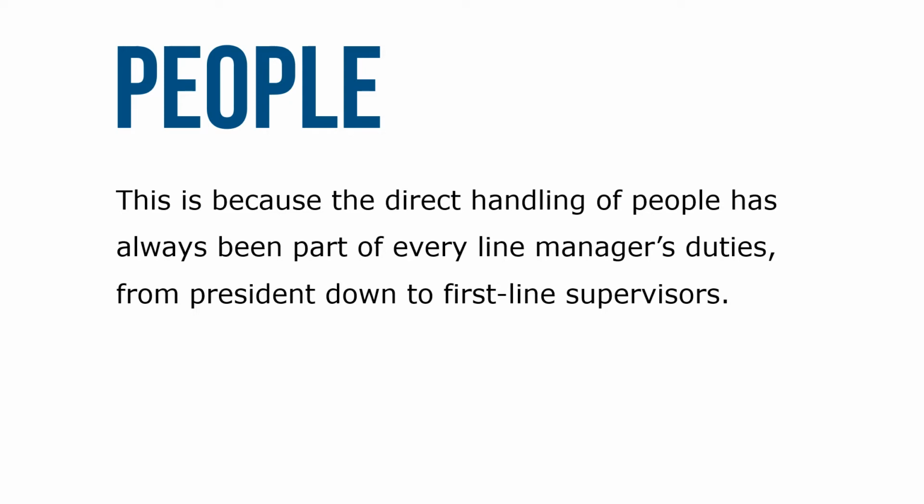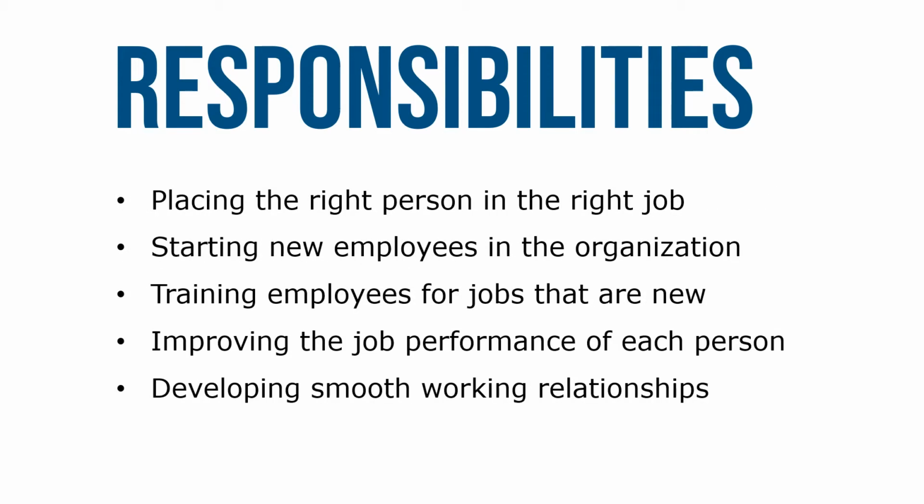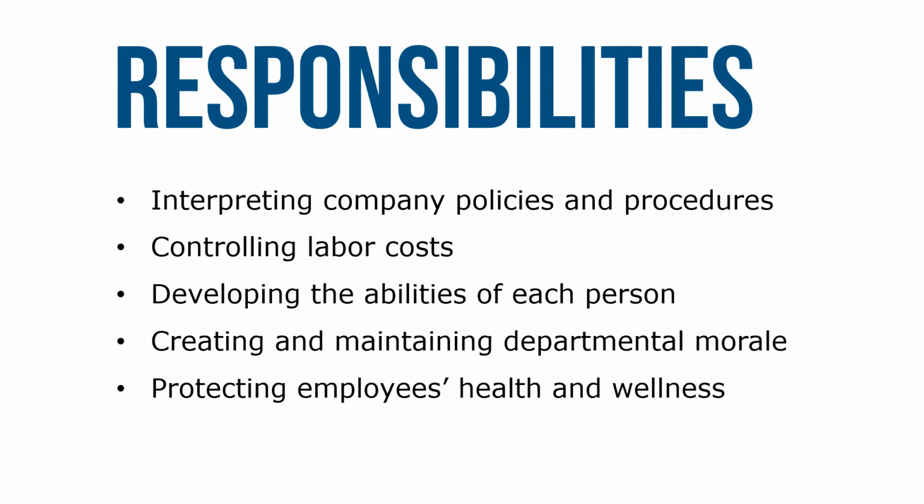This is because the direct handling of people has always been part of every line manager's duties, from president down to first-line supervisor. One major company outlines its line supervisor's responsibility for effective human resource management under general headings, like placing the right person in the right job, starting new employees in the organization, training employees for jobs that are new, improving the job performance of each person, and developing smooth working relationships. Interpreting company policy and procedure, controlling labor costs, developing the abilities of each person, creating and maintaining department morale, and protecting employees' health and wellness.